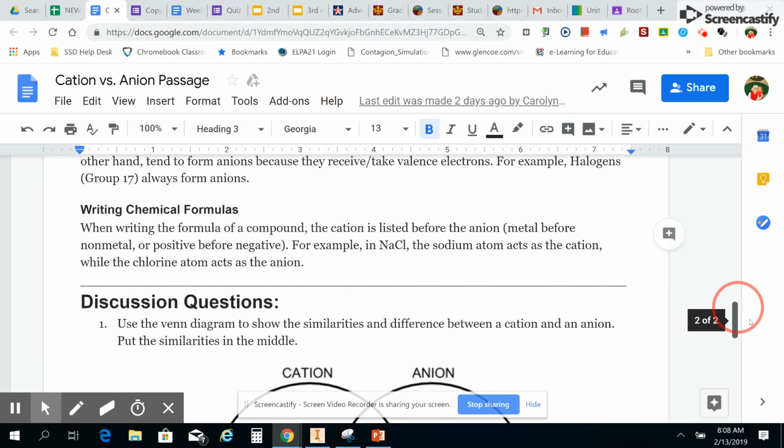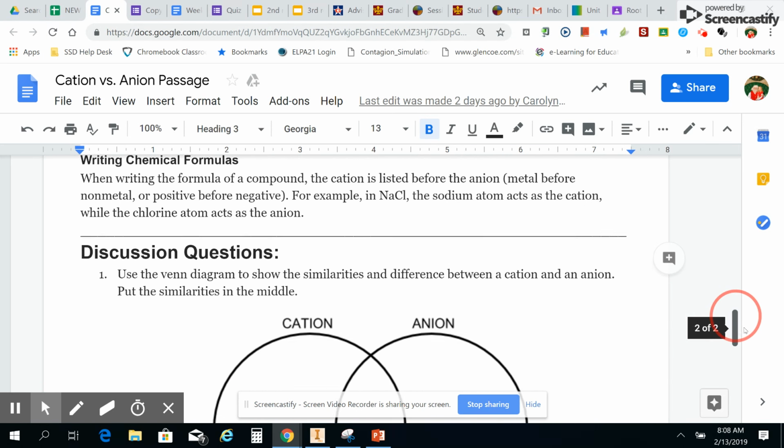Writing chemical formulas. When writing the formula of a compound, the cation is listed before the anion, metal before nonmetal, or positive before negative. For example, in NaCl, the sodium atom acts as a cation, while the chlorine atom acts as an anion.